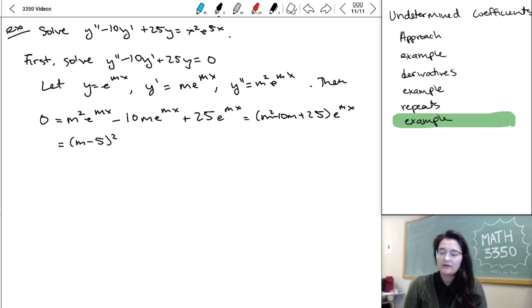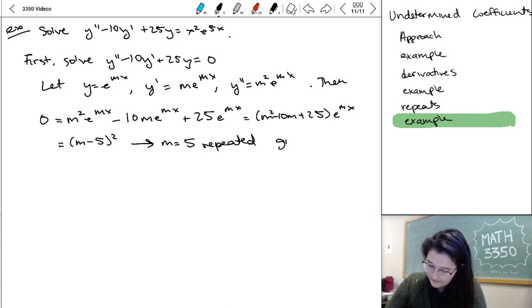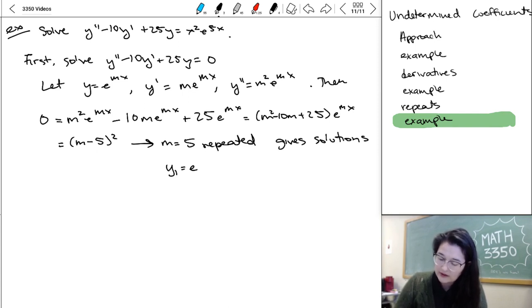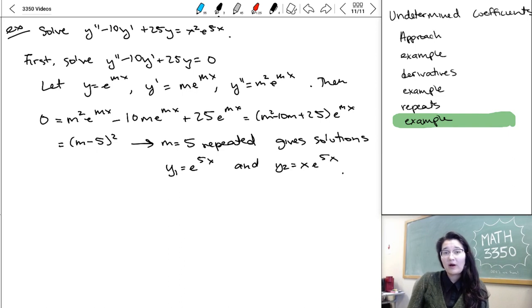I'm just going to tell you that the quadratic function here factors into m minus 5 squared. That means we have m equal to 5, a repeated root. Which gives us the fundamental solutions y1 equal to e to 5x and y2 equal to x e to 5x. So now we know what y1 and y2 are. We need that when we write down y sub p to make sure we're not copying their functions.